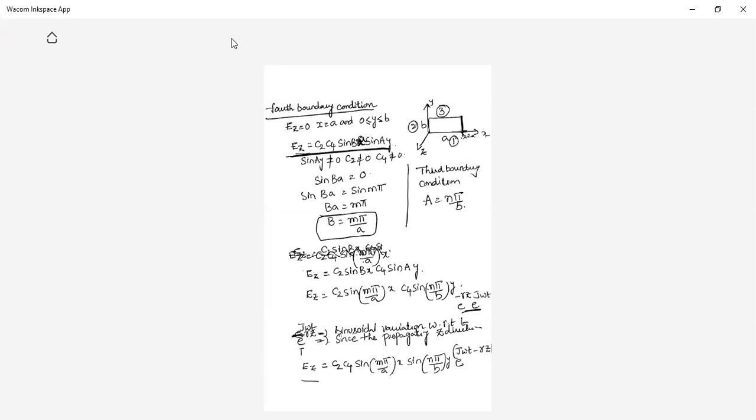This is the expression of Ez we got. This expression is very, very important. Got it? Any doubts in this expression, ma'am? Because yesterday we derived that Ex, Ey, Hx, Hy are expressed in terms of Ez and Hz. You remember? Yes or no?